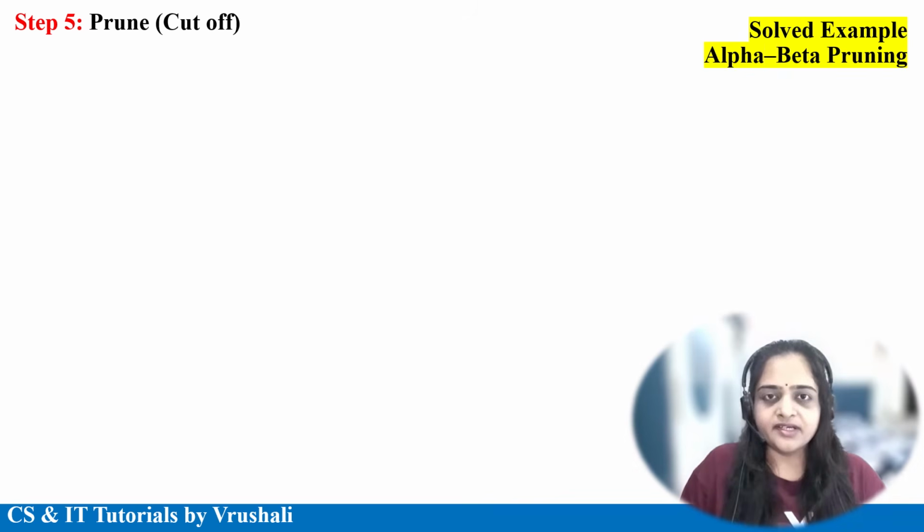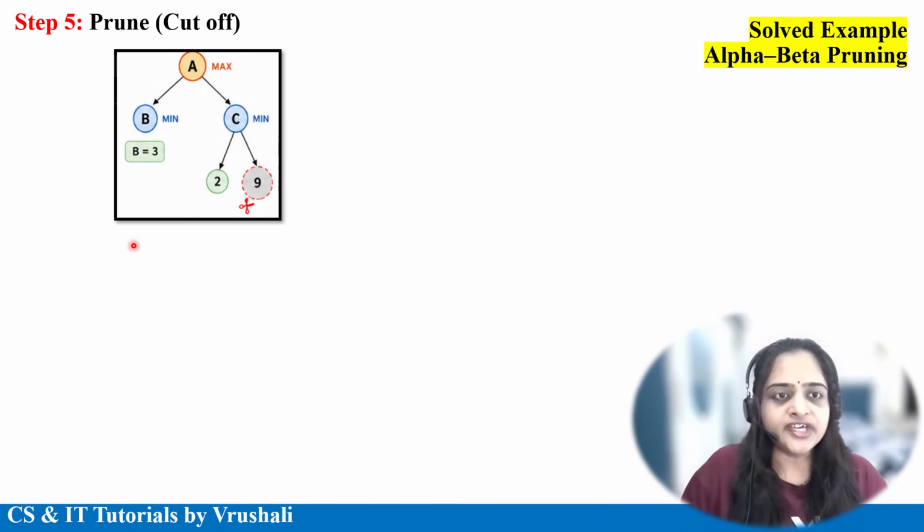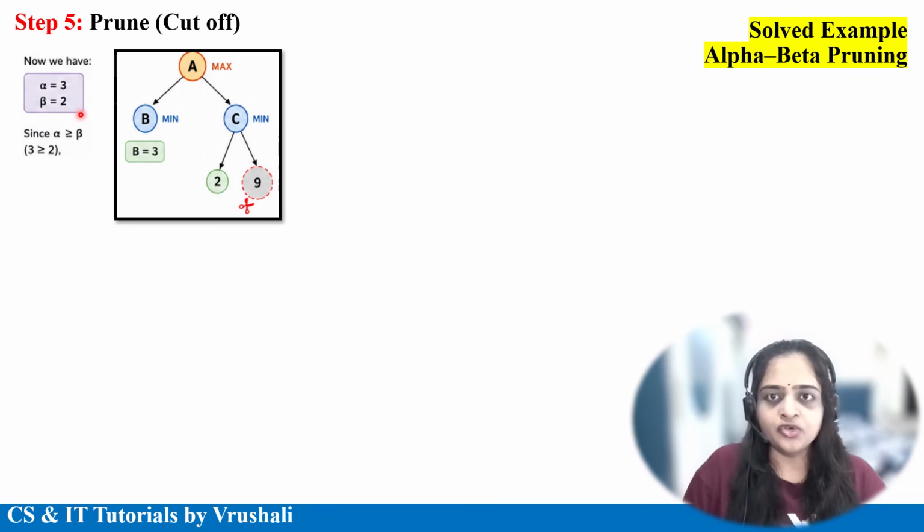Now next step, you need to apply pruning here because you already visited the left and right node. Okay. Now check here. So your alpha equal to 3 and beta equal to 2. Now check which one is minimum value. So which one is maximum value? Because A stored the maximum value, right? So check that alpha is greater than equal to beta. This is the pruning condition.